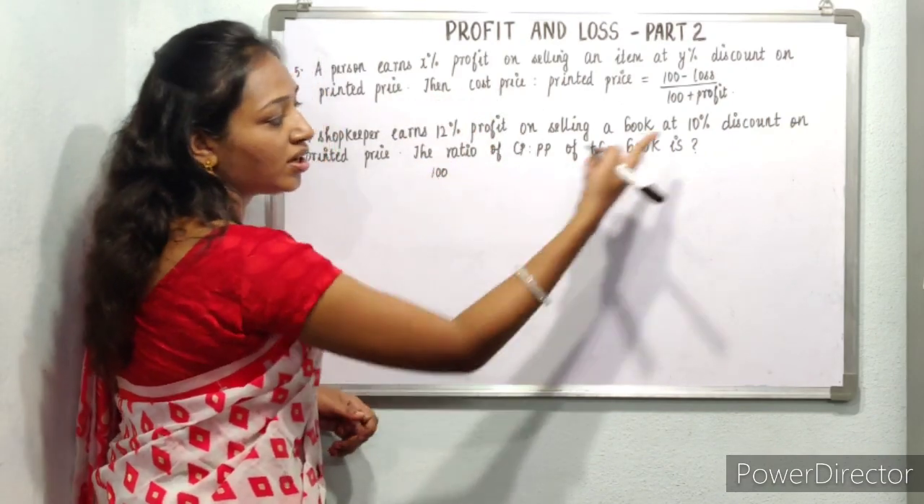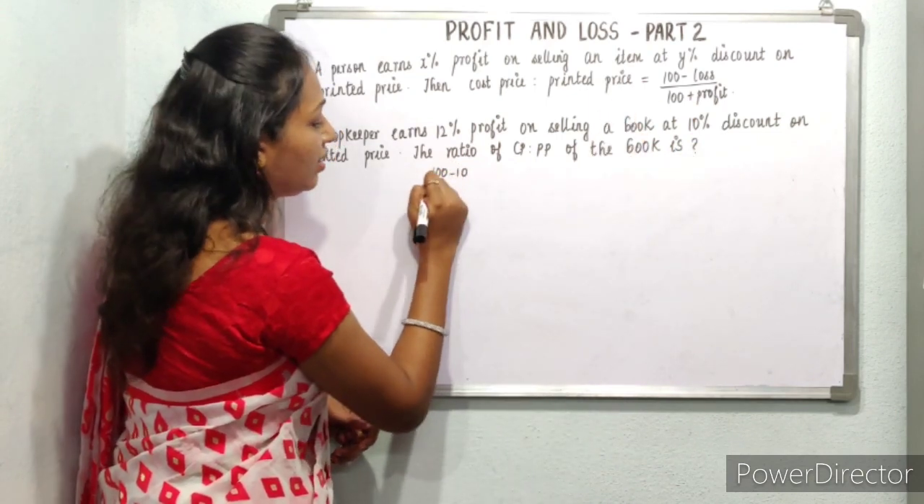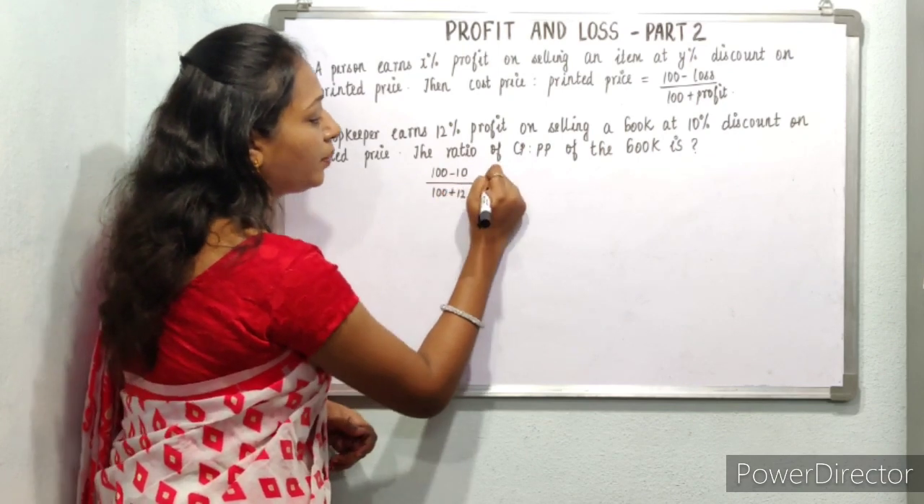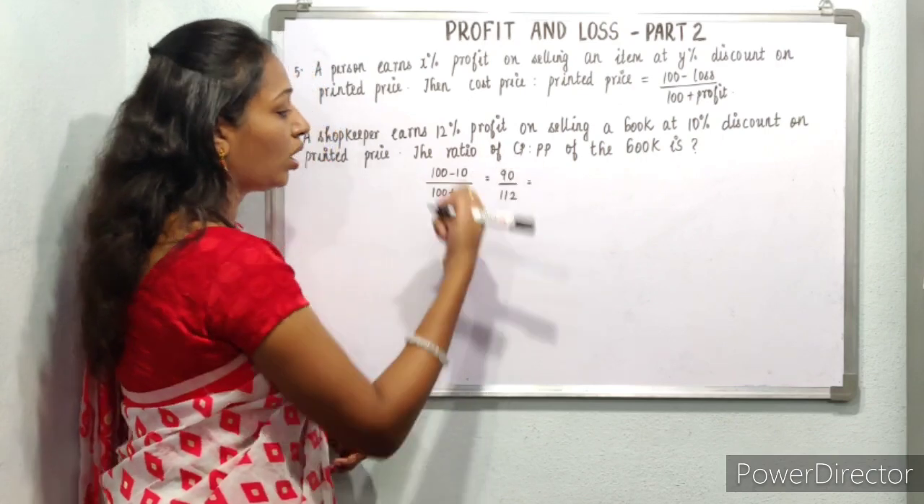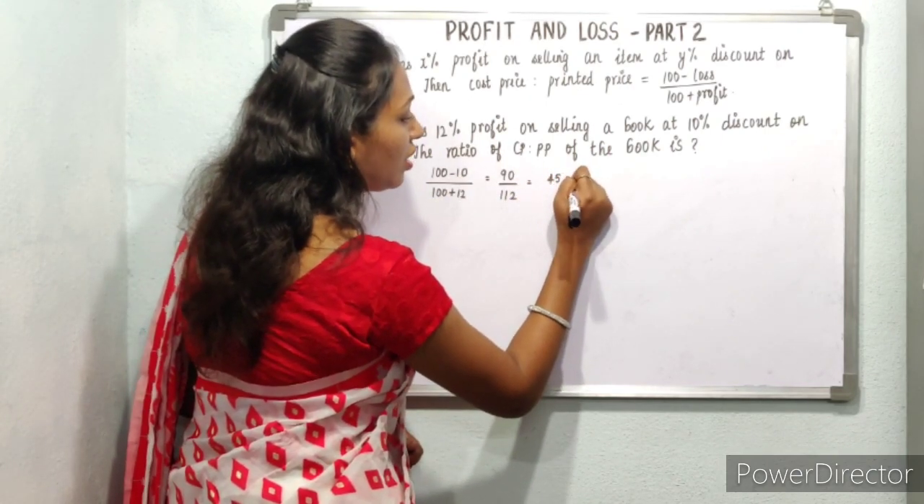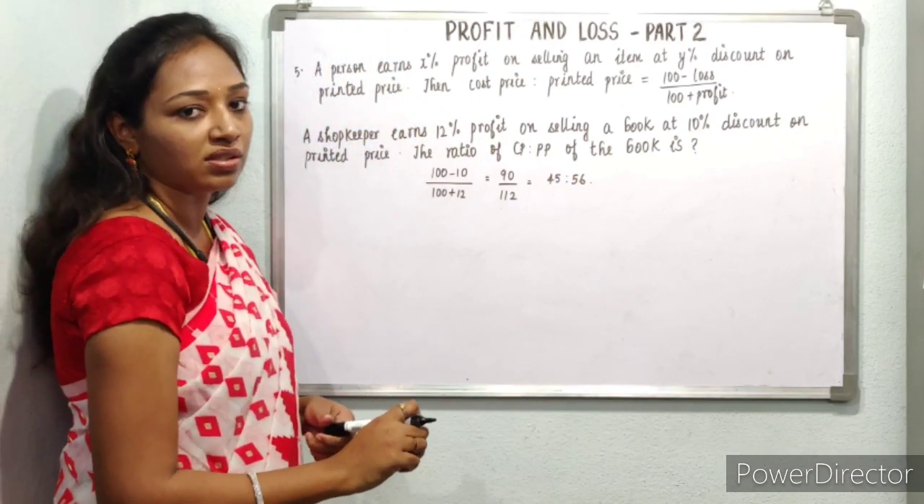So 100, what is the loss here? Loss is nothing but the discount. So 100 minus 10 divided by 100, profit is 12. So 100 minus 10 is 90 divided by 112. By the 2 table if you solve, you will get it as 45 is to 56. So the ratio is 45 is to 56.